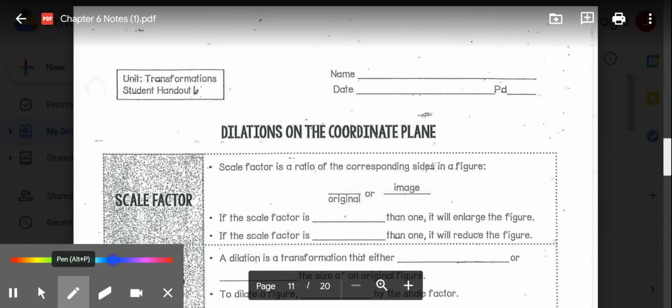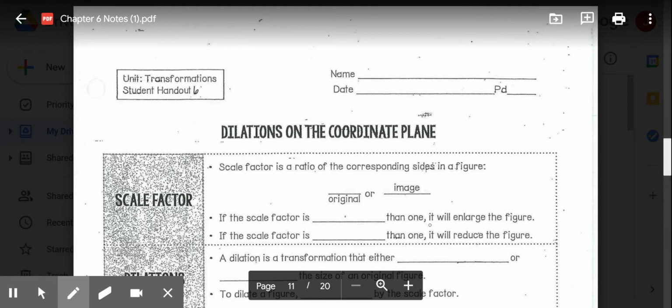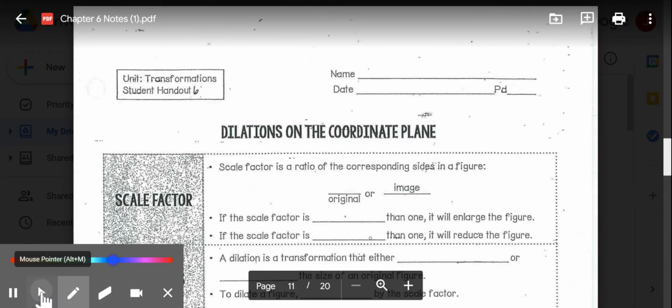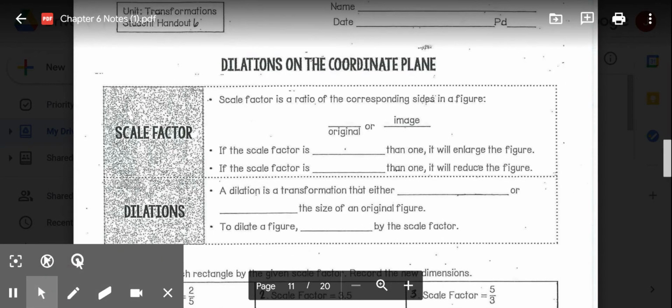All right, guys, today we are going to talk about dilations on the coordinate plane. This is the fourth and final type of transformation that we're going to talk about. So you should be on the 6th page of your packet so that you can take notes along with this video. That page looks just like the page that you see me on right now. It's titled Dilations on the Coordinate Plane.